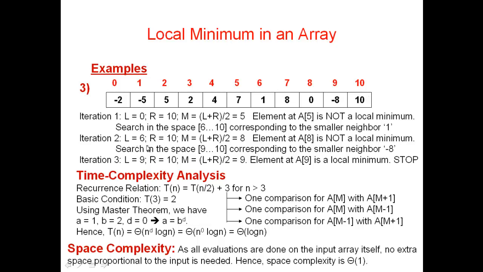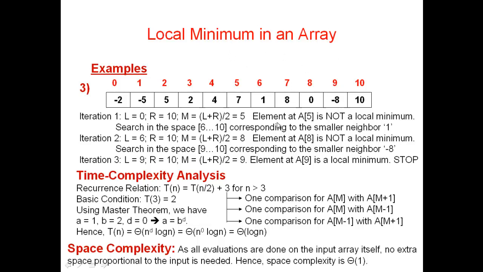So left index is 6, right index is 10, middle index is 6 plus 10 over 2, which is 8. So at index 8 we have 0 as the data, and it is less than the value to its left but is greater than the value to its right, which is -8. So 0 is not a local minimum. So which of the two neighbors is a minimum? So -8 is the minimum, so that means the local minimum is to the right.